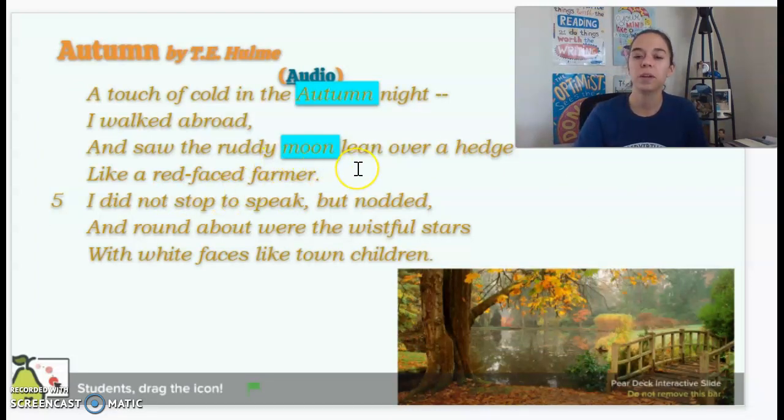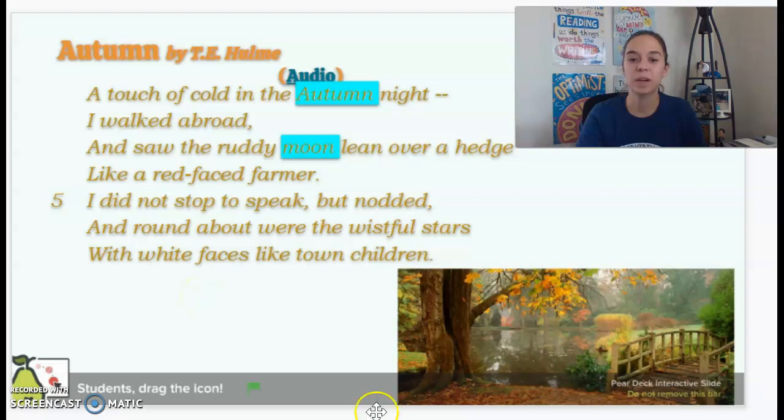But we need to think about what the moon could represent. In this case, it's leaning over a hedge like a farmer. We know that they're walking around at nighttime and it's a cold autumn night. So take your best guess and think, what could that be? To me, I think it could be a familiar face. It could be someone searching for a companion or comfort, maybe in a time of need. I think all of those things could be true. And the moon we know is really bright. It's something that's familiar to all of us, okay?